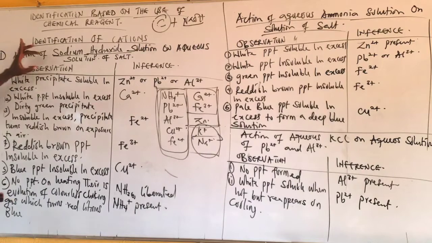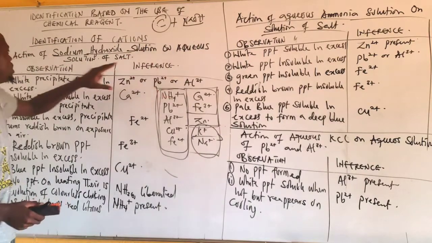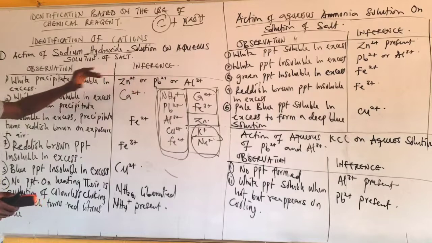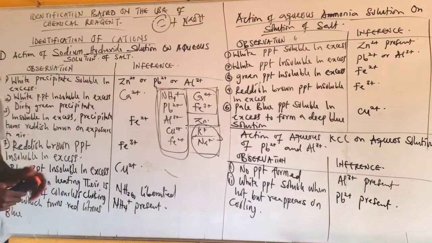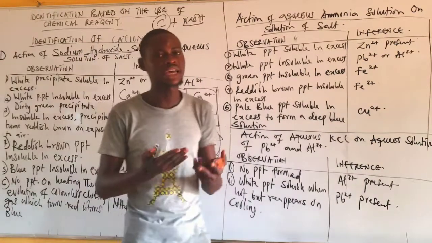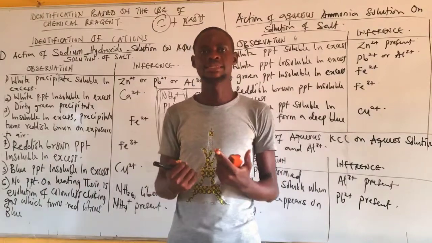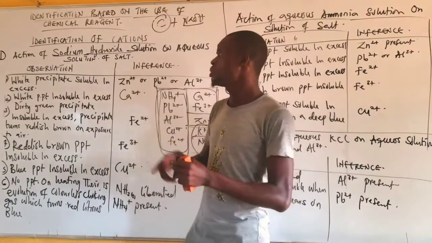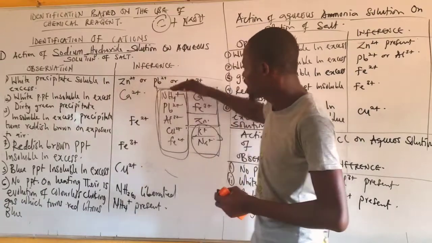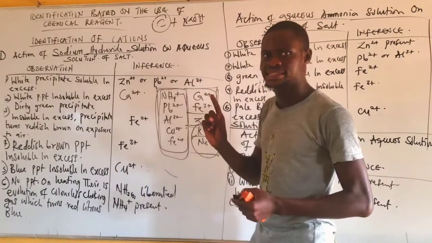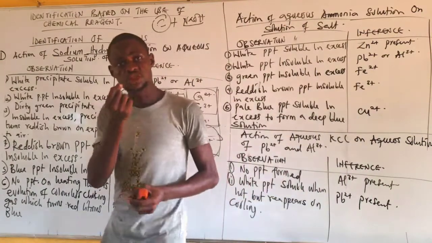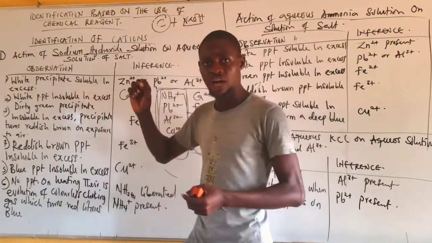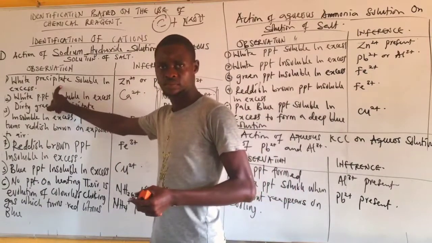Now, number 2, let's come again. If I add sodium hydroxide solution to an aqueous solution of the salts, this is the observation that I'm going to see, that you are expected to write down. The first one is that whenever you are seeing a white PPT soluble in excess, look up. You'll be asked to add the sodium hydroxide in drops and in excess. If it is soluble, it forms a precipitate. Are you getting something now?